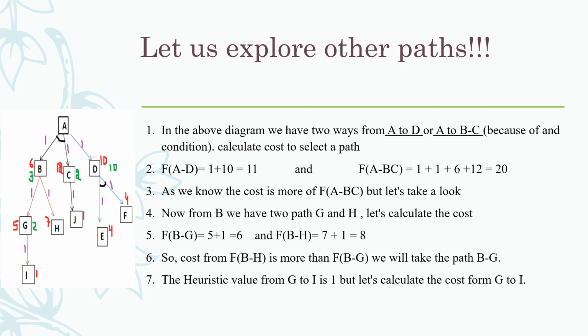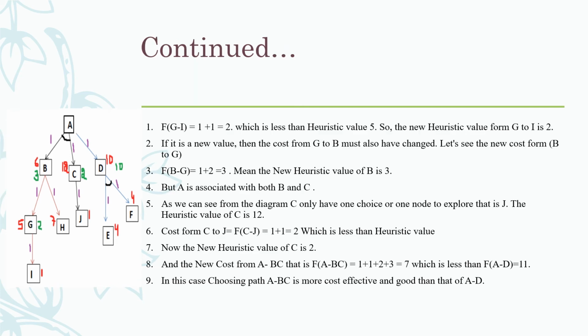The heuristic value of G to I is 5, but let's calculate the cost from G to I. F of GI equal to 2, which is less than the heuristic value 5. So the new heuristic value from G to I is 2. If it is a new value, then the cost from G to B must also have changed. Let's see the new cost from B to G. So F of BG, the new cost is 1 plus 2 equal to 3. That means the new heuristic value of B is 3, but A is associated with both B and C.